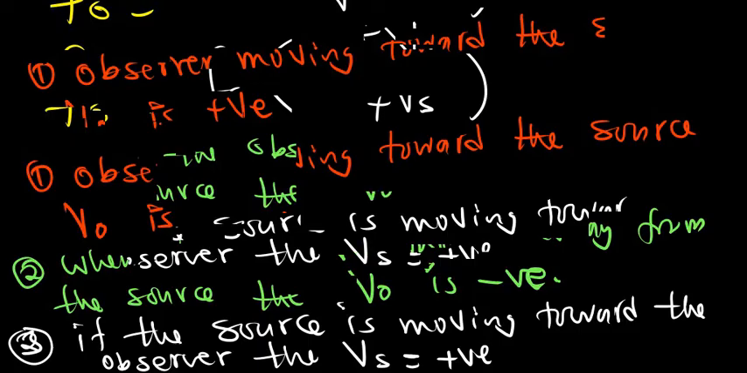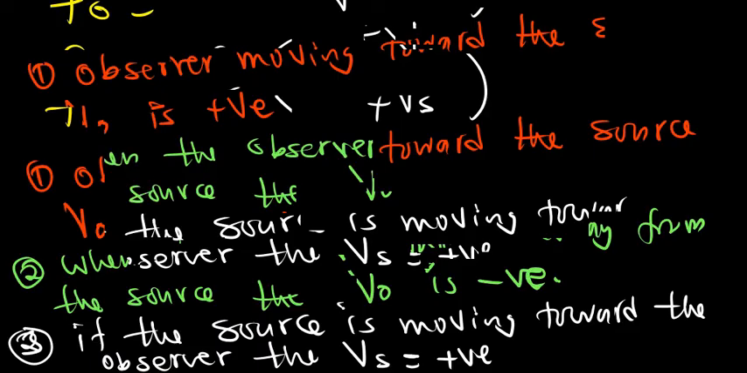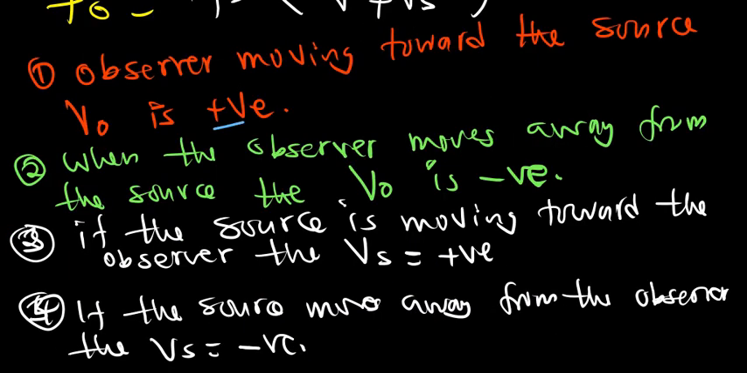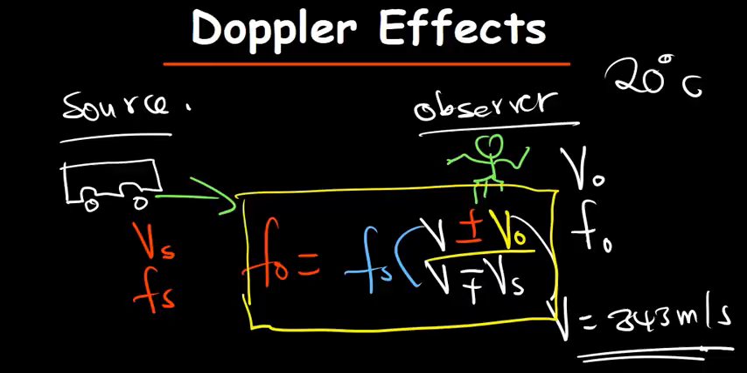Like I've said, the moment you discover one thing, since the observer is moving toward the source, we know that the VO is going to be positive. When you know just one thing, the other one is going to be easy for you to know. You get it, right? That's why I said they are supposed to be 5. So the number 5, I'm supposed to change that point.